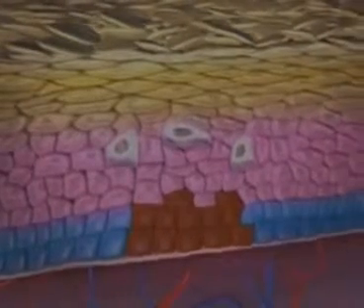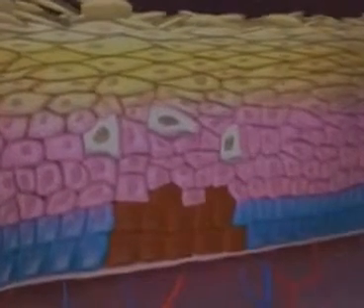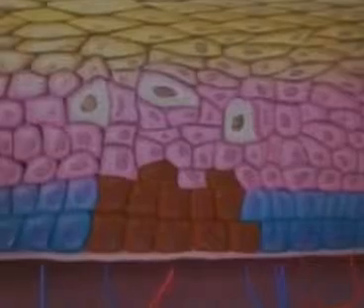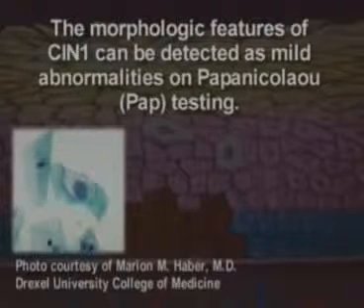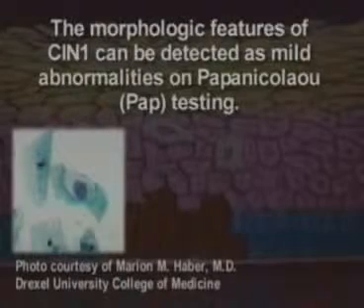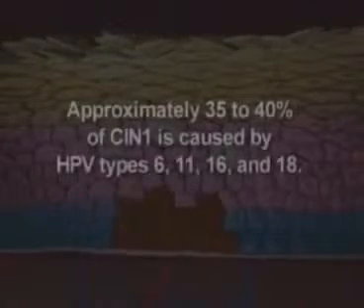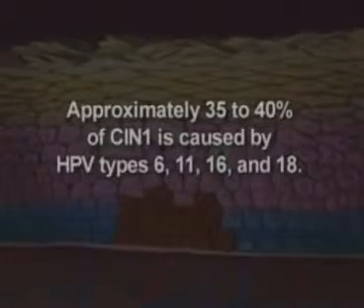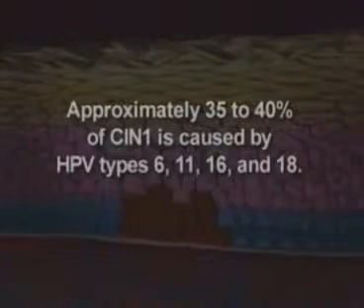Low-grade lesions are characterized by mild morphologic changes to the epithelium. Lesion grading is based on the level of epithelial abnormalities. In CIN1, abnormal cells are concentrated in the basal third of the cervical epithelium. Papanicolaou (PAP) testing can detect low-grade squamous epithelial lesions as mild abnormalities, but cannot predict their potential for malignant evolution. Approximately 35 to 40% of CIN1 is caused by HPV types 6, 11, 16, and 18.